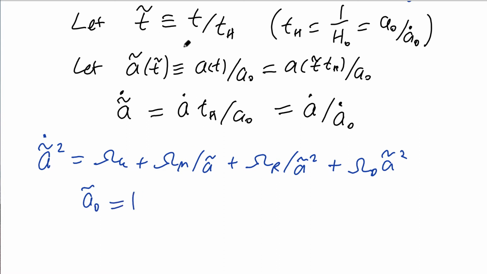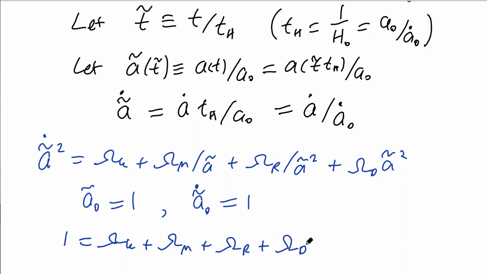And you can see that from the definition. If we evaluate this at the present time, we just have a0 over a0, which is 1. And similarly, if we evaluate this equation at the present time, we just have a dot 0 over a dot 0, which is 1. So the rate of change of a tilde at the present time is 1. Now let me put these key results together with our previous equation relating the omega constants. So 1 is equal to omega k plus omega m plus omega r plus omega d.